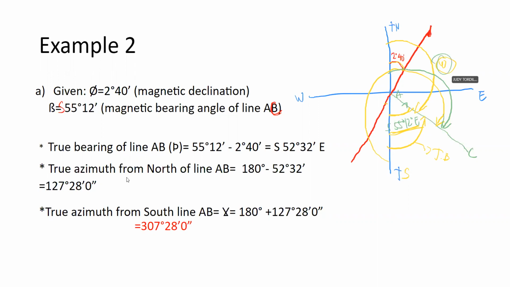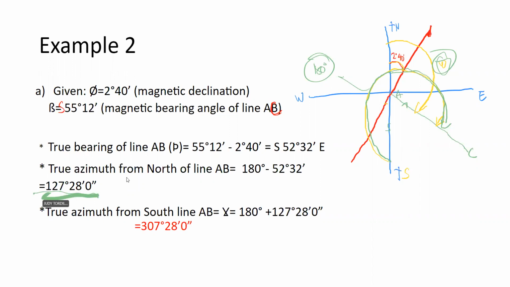Let's erase some of this so the figure is clearer. We already know this angle is equal to the omega, which is 127 degrees, 28 minutes. And we also know that this angle is equal to 180 degrees. So we just add 180 degrees plus this omega, which is 127 degrees, 28 minutes.